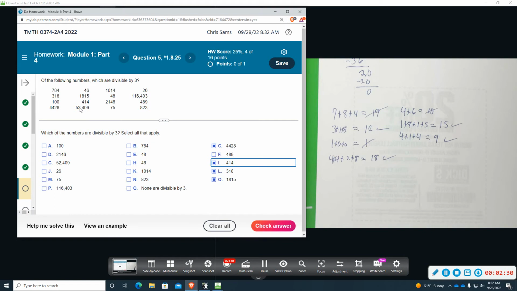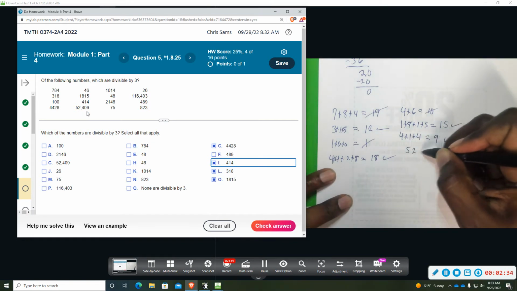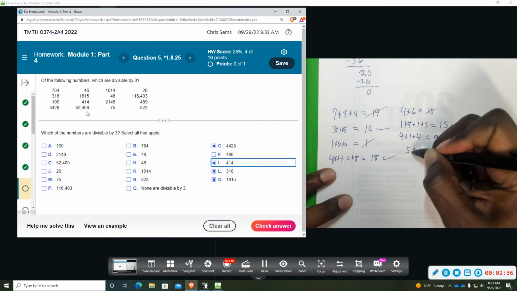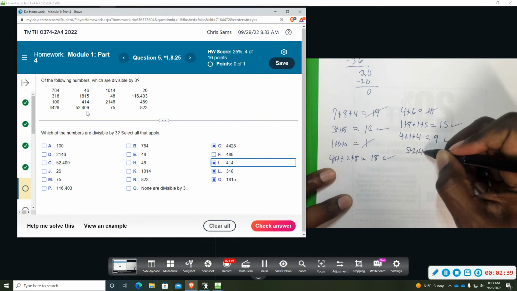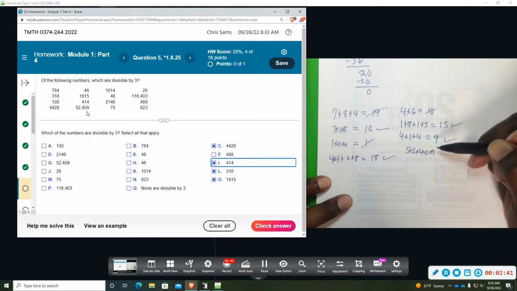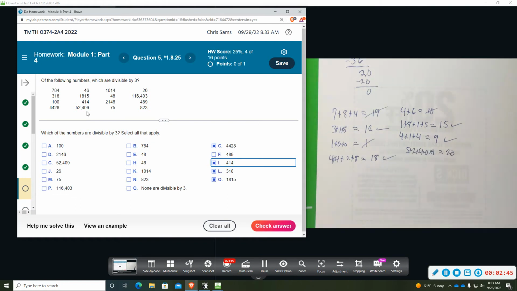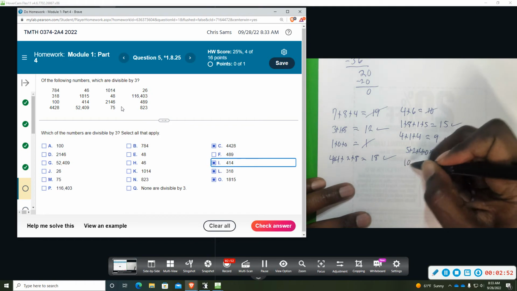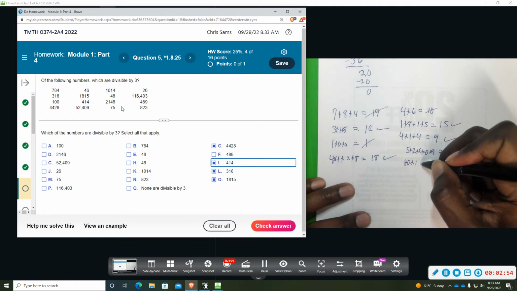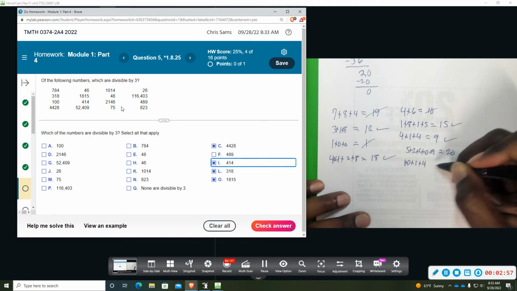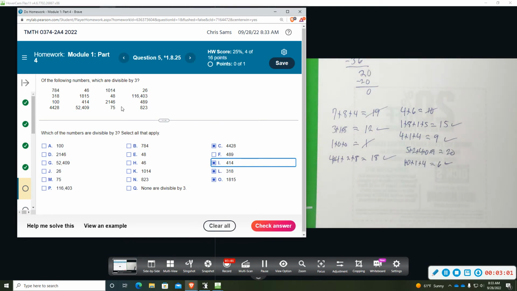Let's go down the last column. 52, 409. I'm just going to add these up. 7, 11 plus 9 is 20. 20 is not divisible. And then 10, 10, 14. 5, 6. 6 is divisible by 3. So it's 10, 14.